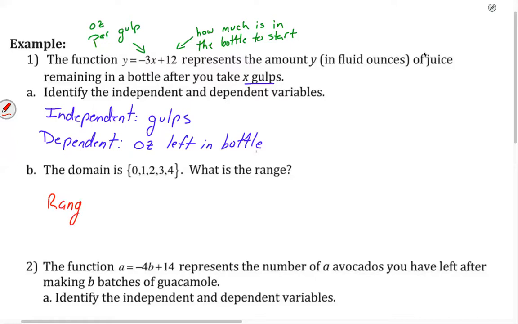All right, let's look at it this way. If I take 0 gulps, Chucky, how much is in that can of juice or soda? It's 12 ounces. What if I take 1 gulp? 2 gulps? 3? 3, then 0. Does everybody see where you got that from? Annie, do you see where you got that from? Okay.